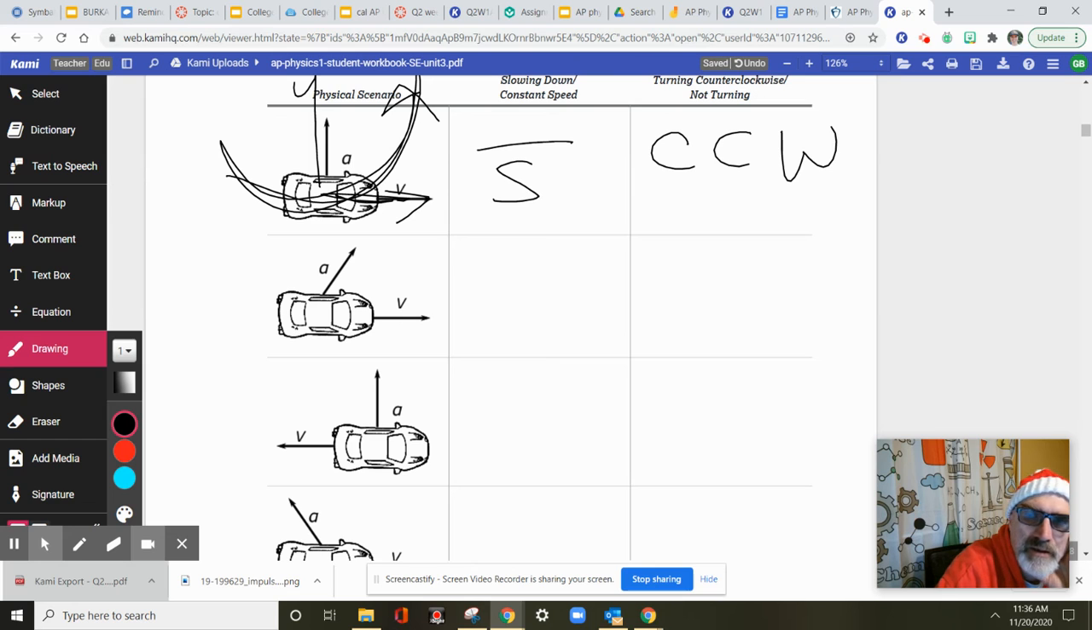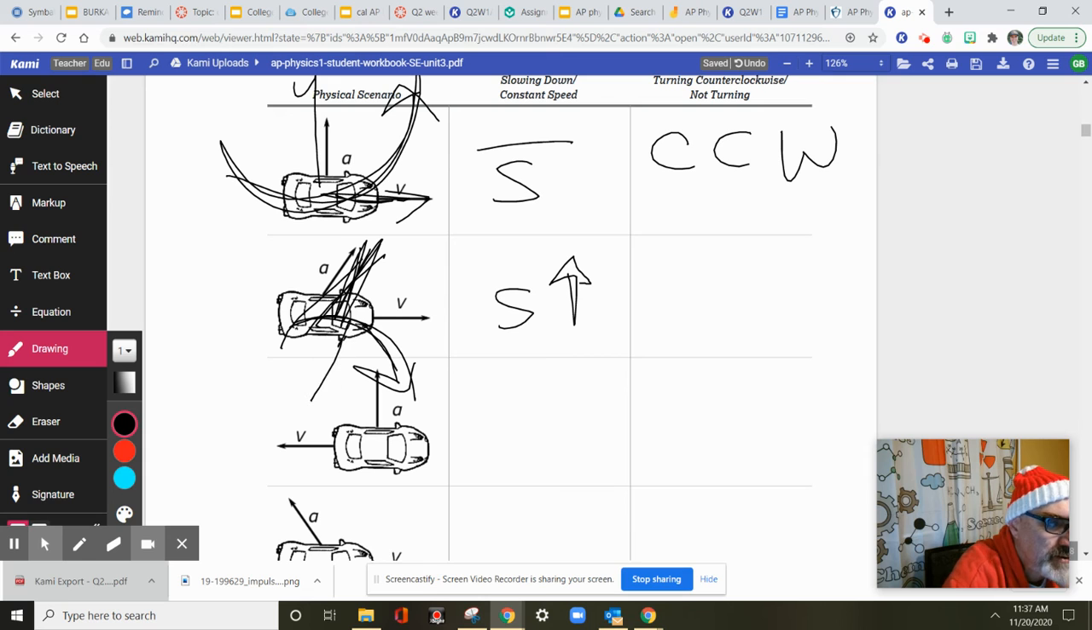All right, how about this? Here we're speeding up, so speed increases. How do we know that? It's because the acceleration is not perpendicular, it's off at an angle. So here we are turning clockwise this way, and we're speeding up. That's why you see the arrow is perpendicular to that right there. It's going like that, so that would be clockwise.